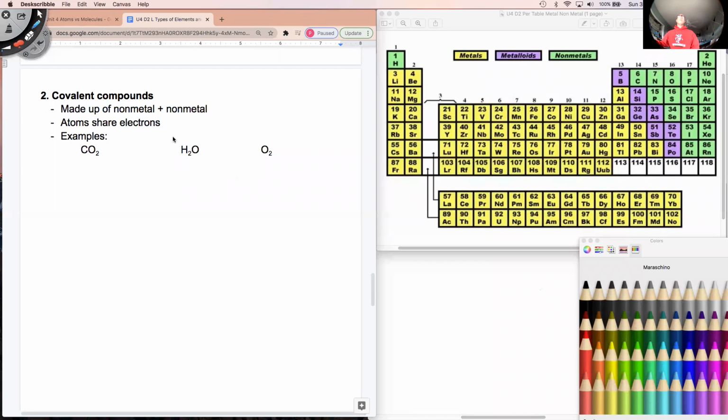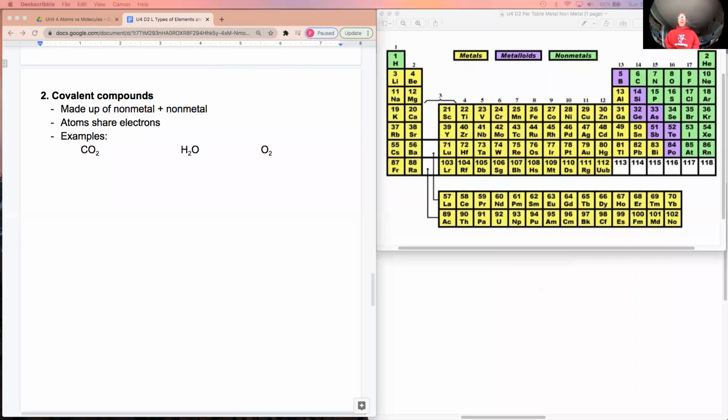Okay, now we're going to take a look at what's called a covalent compound. A covalent compound is made up of a nonmetal and a nonmetal. Okay, so it's going to be made up of just the greens. Covalent compounds are all about sharing. When the nonmetals get together, they share electrons. I'm not going to get into why or how they share electrons, but they share electrons.